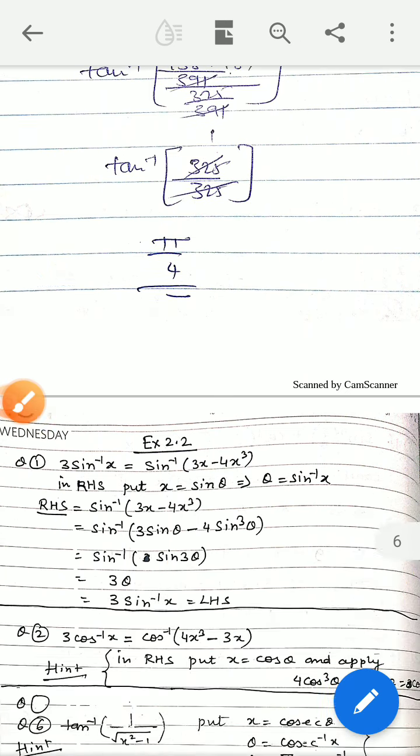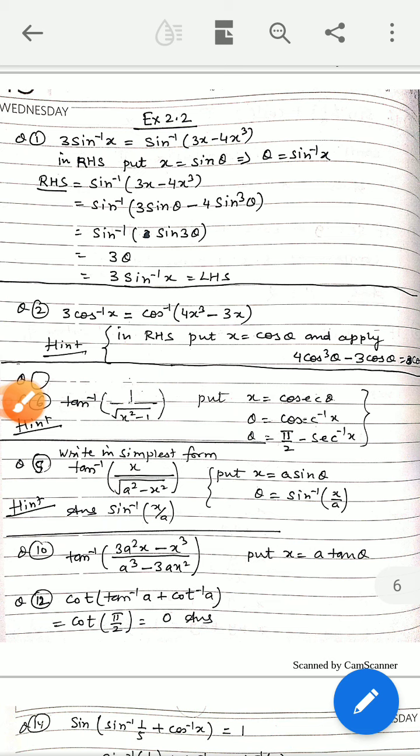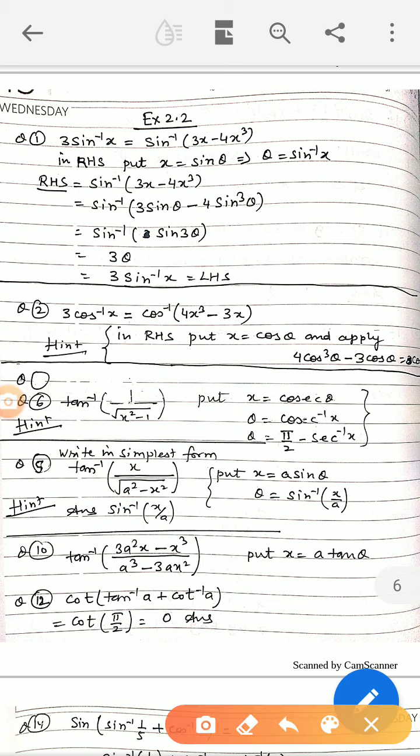Okay. Now many questions of exercise 2.2 we have done already, so you can refer to your NCERT book exercise 2.2. There are many questions we have done. Some questions are remaining, so those also we will do here.